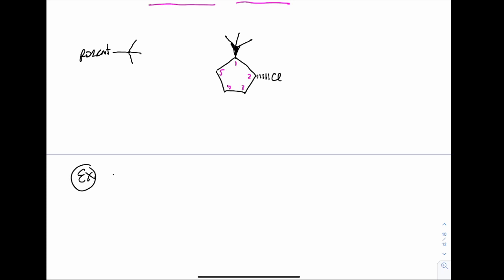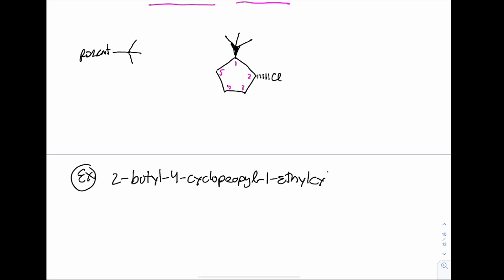So let's do another example where I give you the name and then you draw the structure. So this one's pretty long. 2 butyl, 4 cyclopropyl, 1 ethyl, cyclohexane. So same sort of idea, go to the parent, draw that, number it, and put your groups on. I'm gonna ask you to do this one on your own if you haven't been doing that. So please just hit pause, try drawing it, and then when you're done, hit play again.